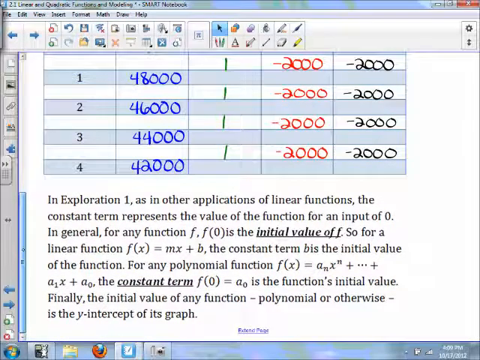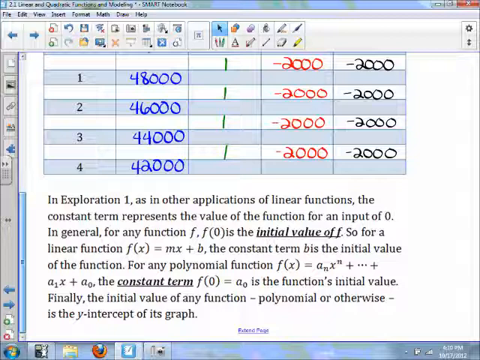Now, in exploration 1, as in other applications of linear functions, the constant term represents the value of the function for an input of 0. In general, for any function, f of 0 is the initial value of f. So for a linear function, f of x equals mx plus b, the constant term b is the initial value, or the y-intercept, of the function.